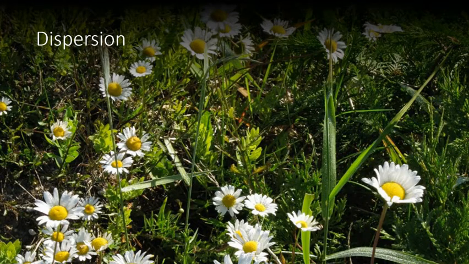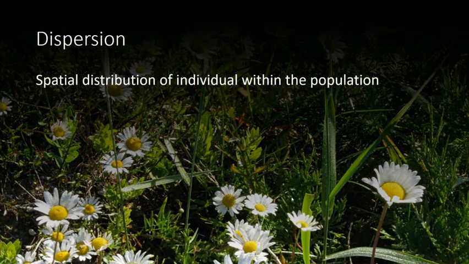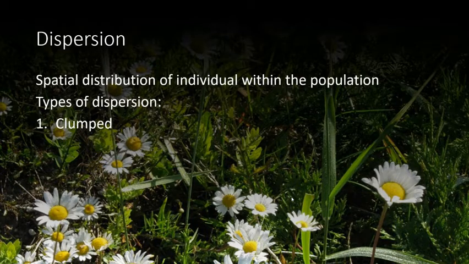So we also look at dispersion. So within the population, how are those individuals distributed? So different types of dispersion. We'll look at clumped, right, where organisms are always close together. We'll look at random, where there is no pattern. And then this is both different from uniform or even distribution.